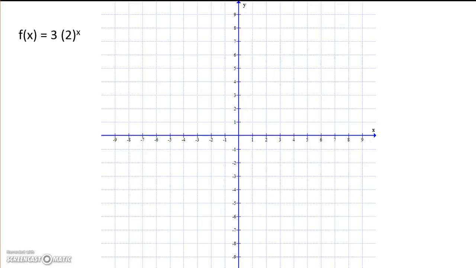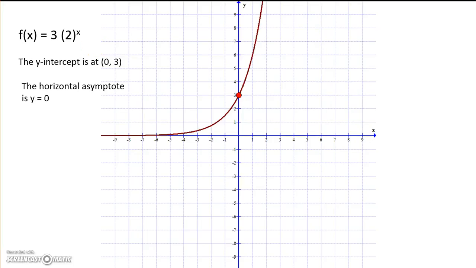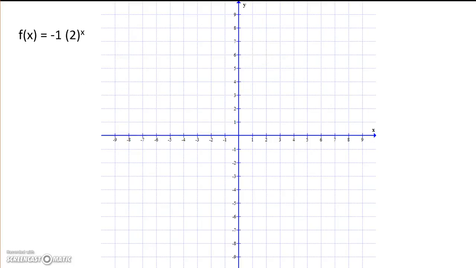Let's change that up a bit. If we multiply that by 3, the y-intercept is now 3, but there's no plus c, so the asymptote is still at 0, and so it looks like that. Same idea, just stretched out. So instead of (0, 1), this is now (0, 3). Instead of (1, 2), this is (1, 6). Everything's just multiplied by 3, vertically stretched.